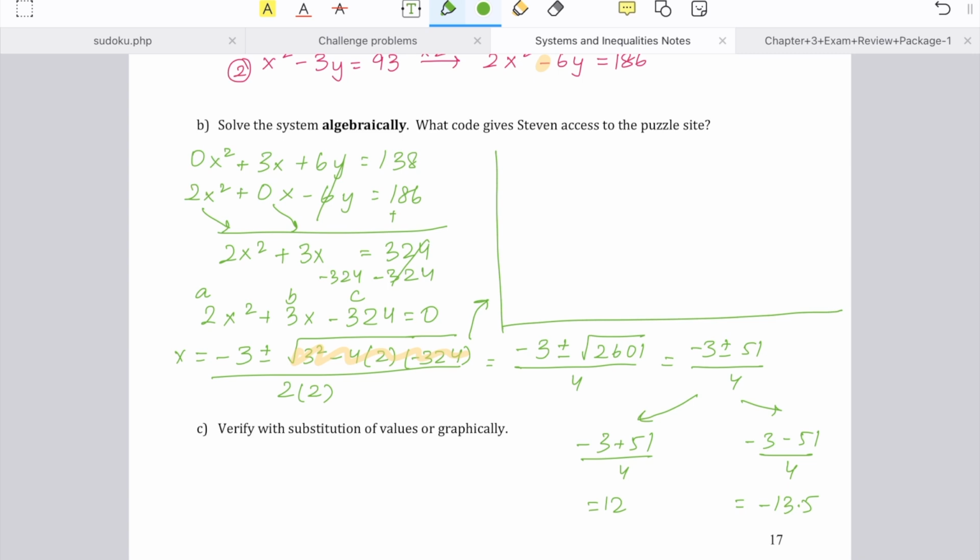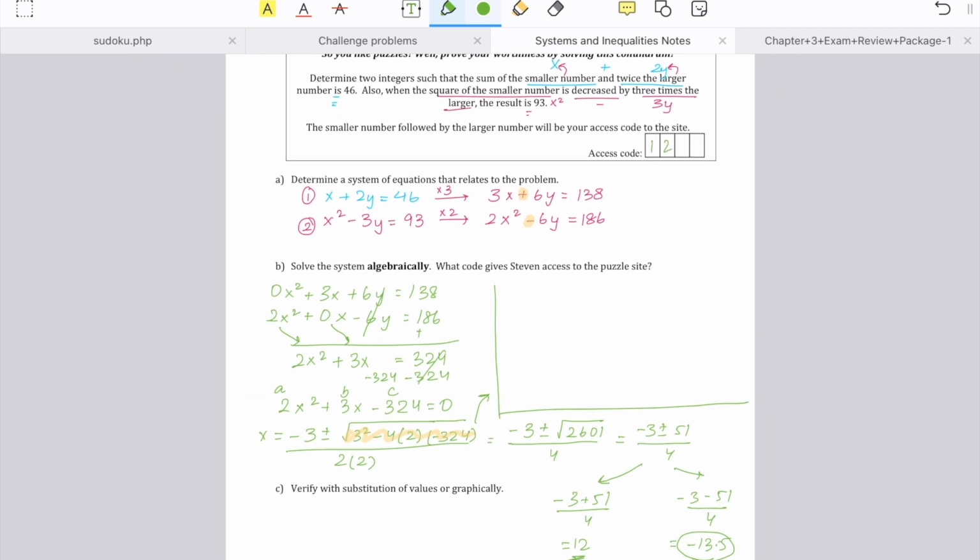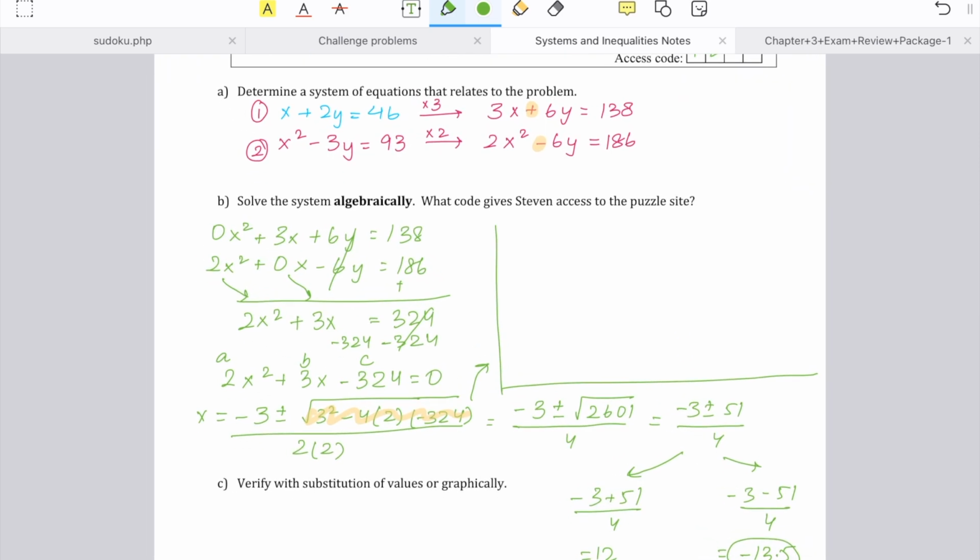Now, they have said the smaller number followed by the larger number is your access code. So we'll just disregard the negative 13.5, because here we can just put whole numbers, right? So smaller is 12. We'll substitute this in any of our equations. We can either do 1 or 2. So let's just do 1. So this was my first equation, right?